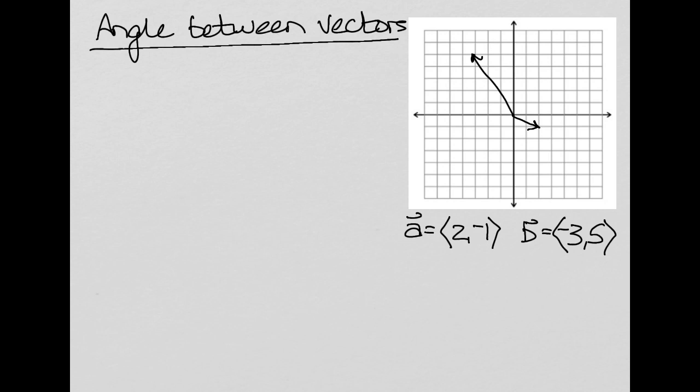Here's what we can use to find that. The cosine of that angle, so that's this angle between my two vectors, is the dot product of the two vectors divided by the product of their magnitudes. This derives from the law of cosines. That's where it comes from.